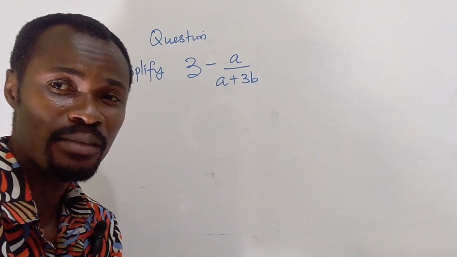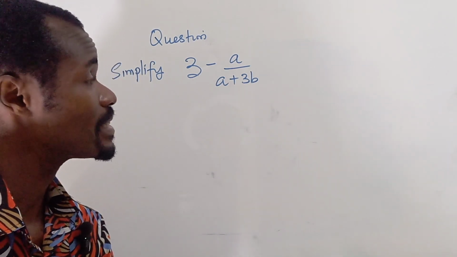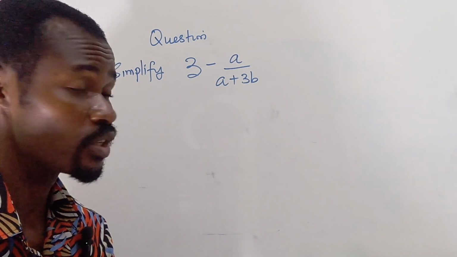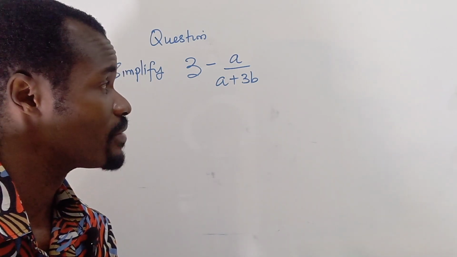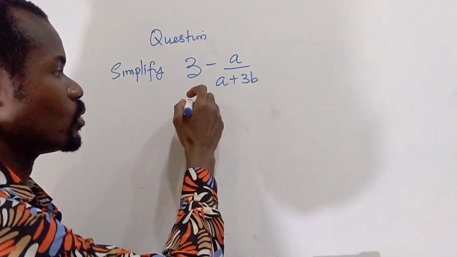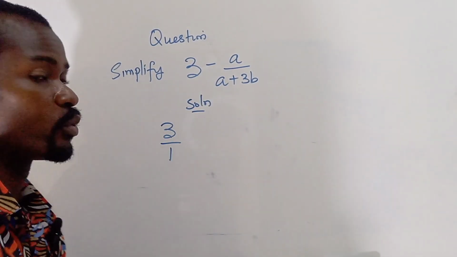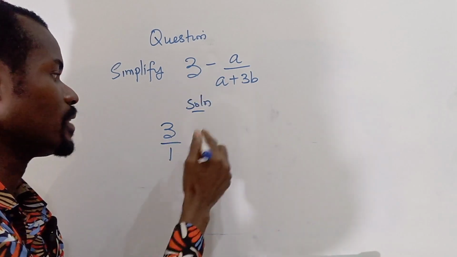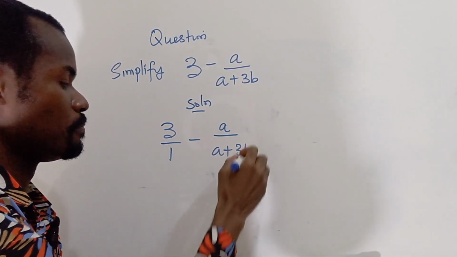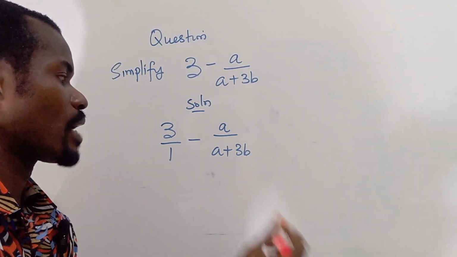Alright, so we have another simple problem on the board again. This is on algebraic fractions. It says simplify 3, as a whole number, minus the algebraic fraction a as numerator divided by a plus 3b. So our solution to this problem: we can write 3 as 3 over 1. So 3 over 1 minus a over a plus 3b.